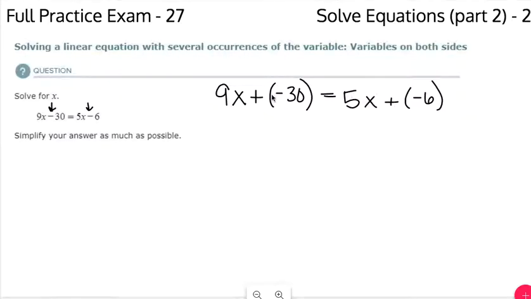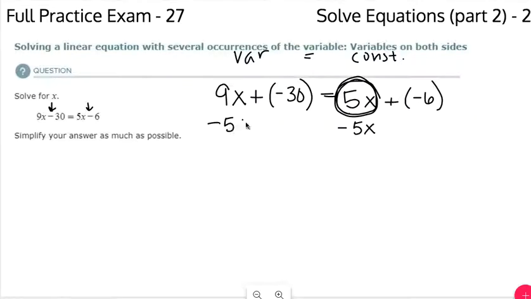Okay? Remember, everything here is being added. So let's say I want the variables on the left. So I want my variables on the left side, constants on the other side. So if I want my variables on the left, that means this 5x has to go from the right-hand side. 5x is being added to negative 6. So if I can make 5x become 0, I get 0 plus negative 6, and my x's are gone. To make 5x become 0, I use the opposite, negative 5x.